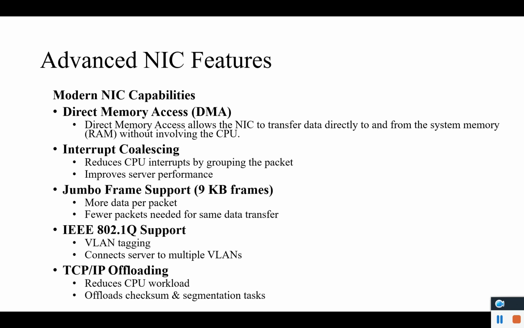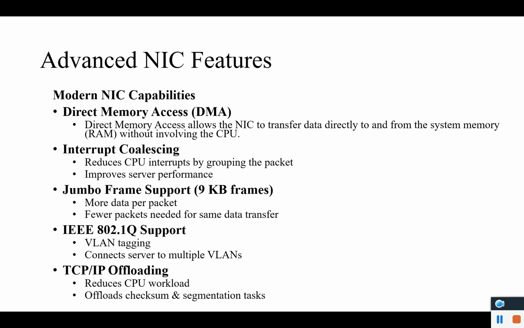Next is jumbo frame support, that is a 9 KB frame. Modern NICs support jumbo frames, which can carry up to 9 KB of data in a single frame. Why is it beneficial? With more data per packet, fewer packets are required for the same amount of data, which reduces the overhead and lowers the CPU processing.